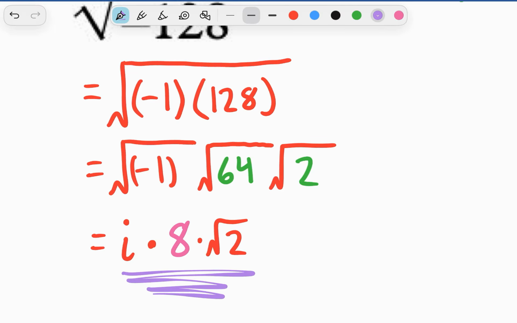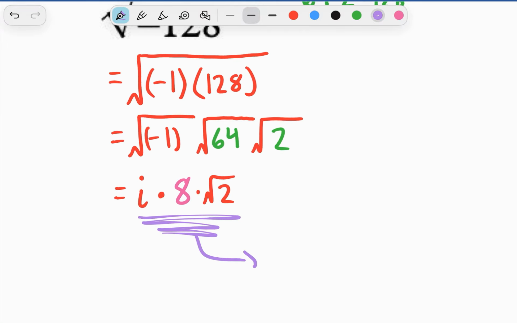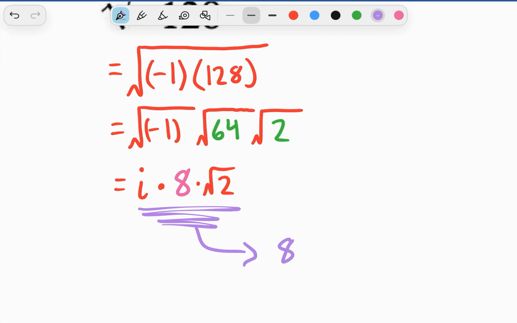Now, this is technically right, but we like to rewrite these things with typically imaginary components last. We like to stick the perfect square roots out front, and then we like to put the roots in the middle. Don't ask me why. This is technically correct, but usually you'll see this as 8 times the square root of 2, i. That is what you typically write it as, but this is technically correct as is.